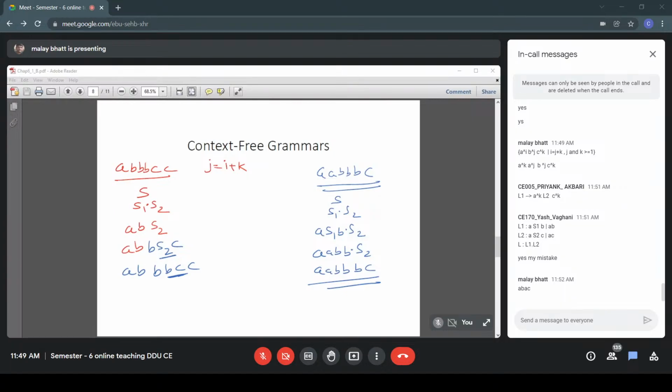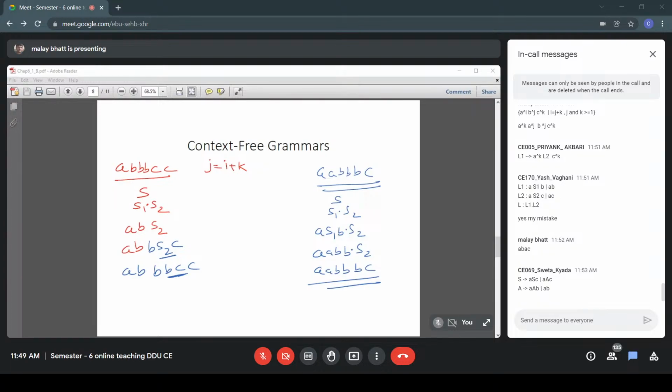So can anyone write? Yes, I got some answer from Shweta. Okay, S gives a S C. So we are repeatedly generating a S C recursively. Now once it is over, you will replace S with A and C. That's good, the last iteration. And then from A, you are generating a A b, or a b. Okay, that's true. That is how we'll get the patterns.